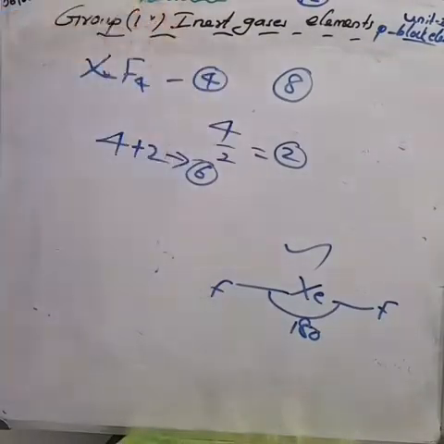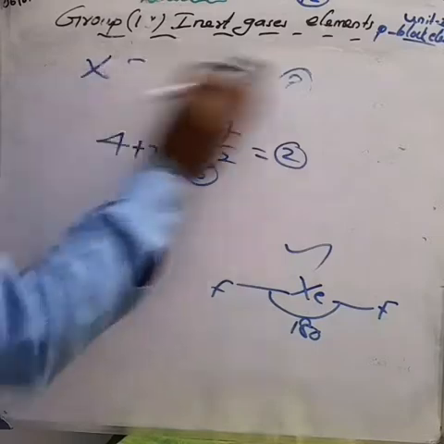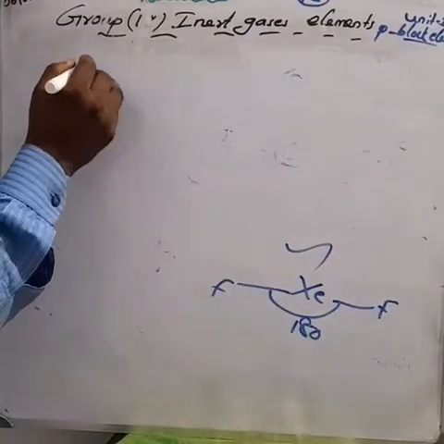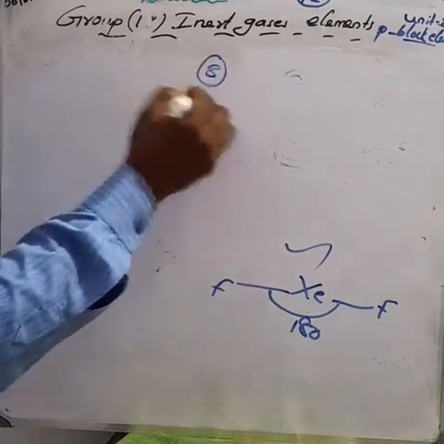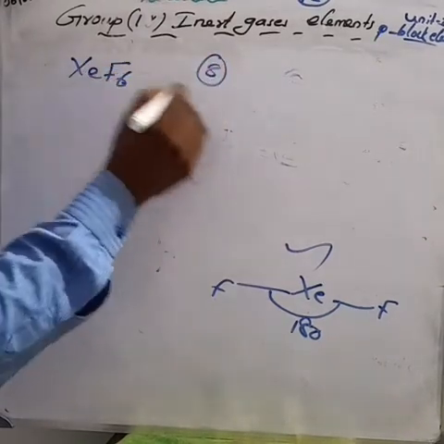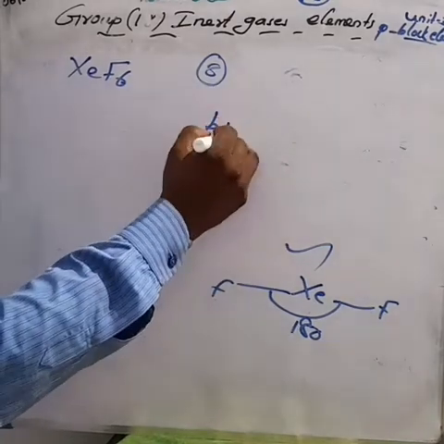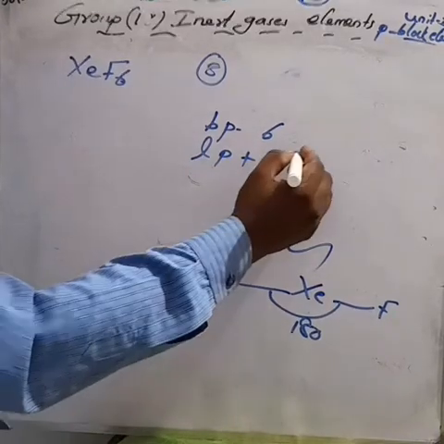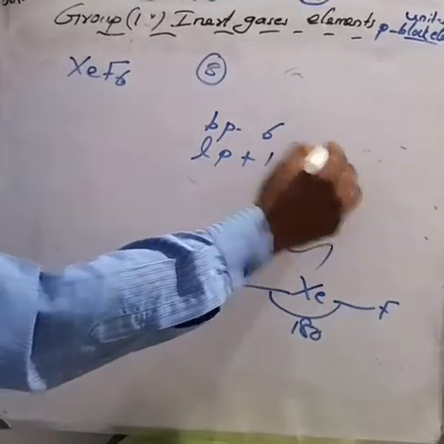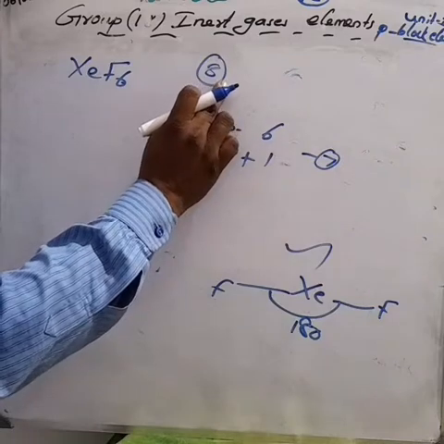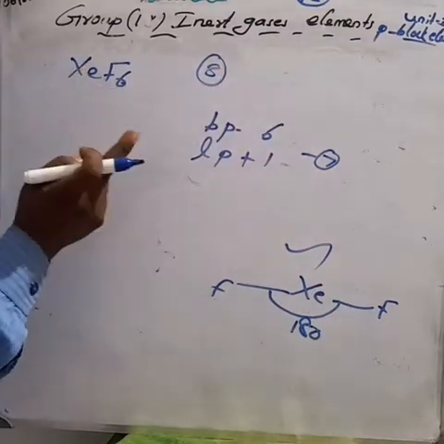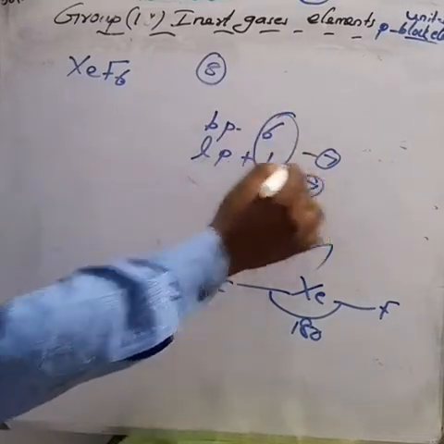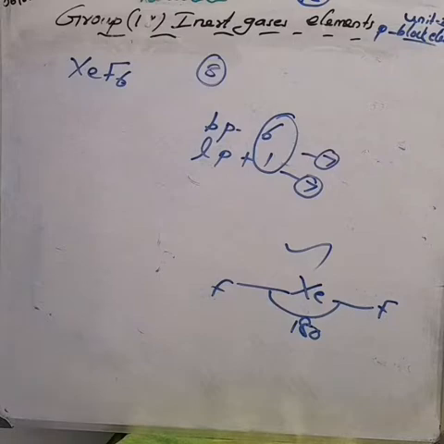Next, XeF6. The number of atoms attached is 6. Valence electrons are 8, and 6 atoms are attached, so the bond pair is 6 and the lone pair is 1. All of you know that xenon has 8 electrons in the outermost shell, out of which 6 are bond pairs, and the remaining 1 pair is a lone pair. So the hybridization number becomes 7. Is that sp3d2 hybridization? Yes or no?